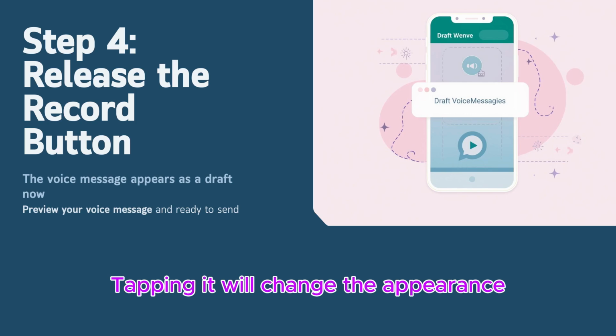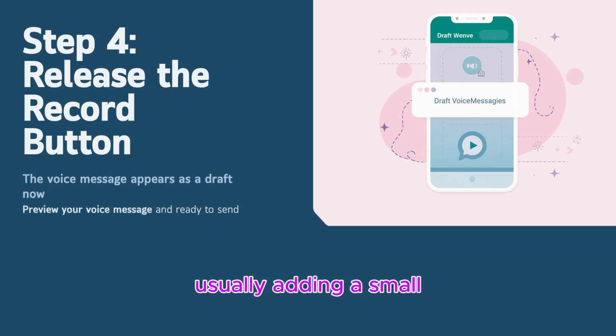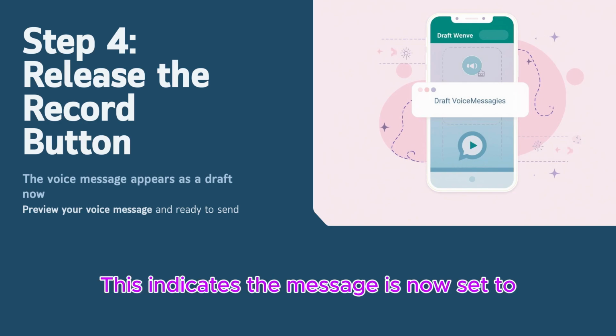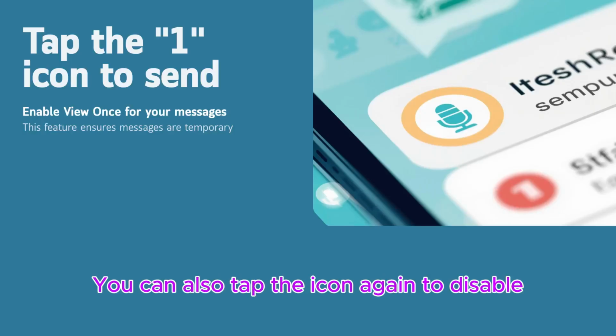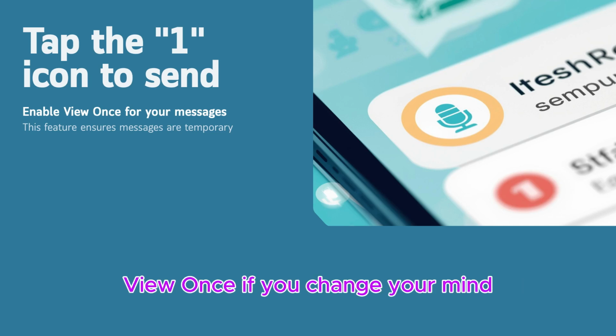Tapping it will change the appearance of the voice message bubble, usually adding a small one indicator on it. This indicates the message is now set to View Once mode. You can also tap the icon again to disable View Once if you change your mind.